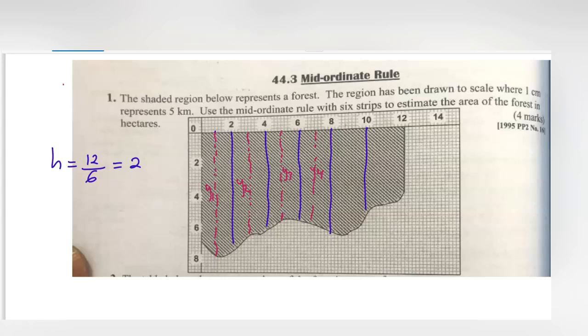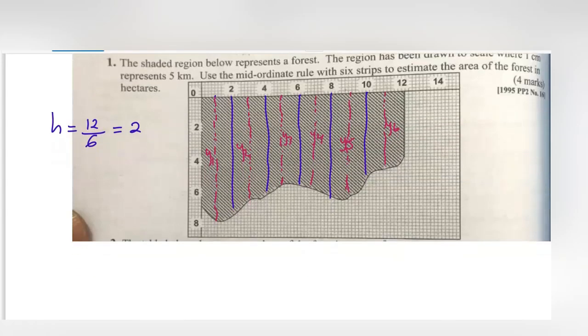Then between 8 and 10, we are going to have another ordinate, which we are going to call y5. And lastly, between 10 and 12, we are going to have y6 there. Once we have demarcated y1, y2, y3, all the way to y6, we need to find their lengths. The length of y1 is going to be 8. Then y2, at this point here, is going to be 6.5.